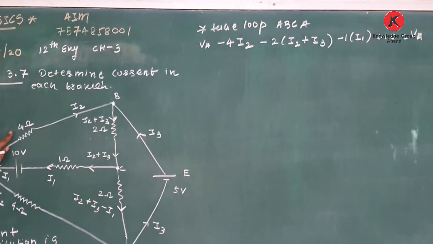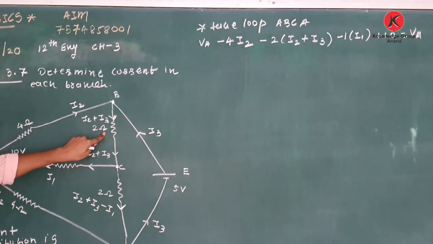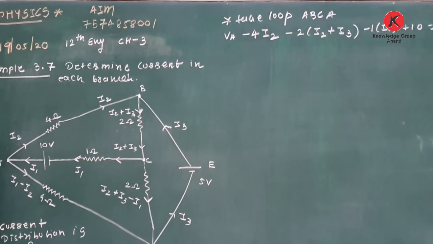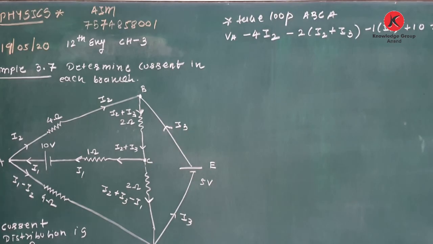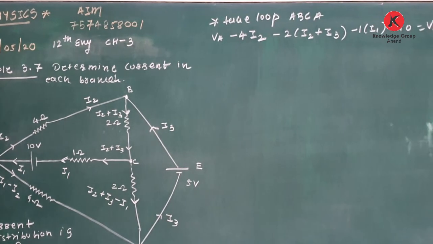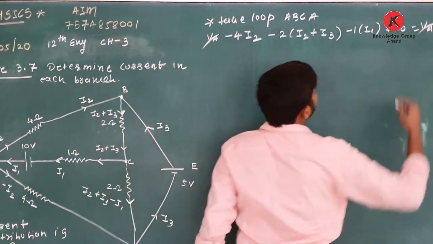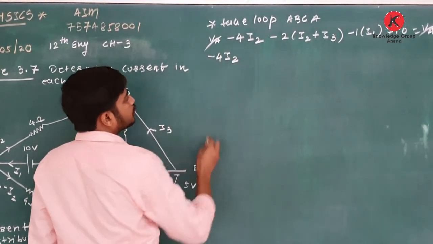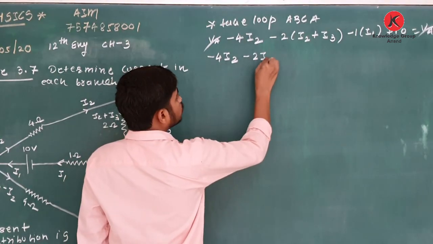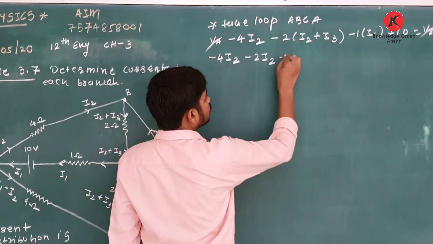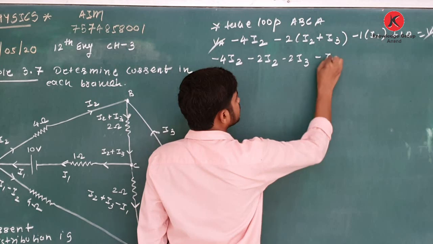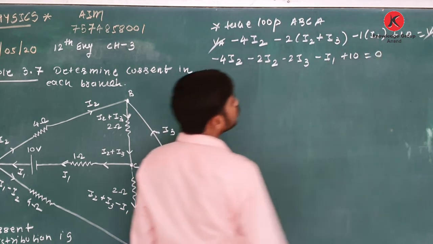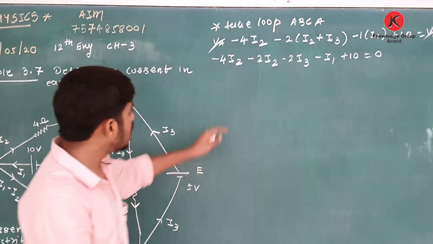Now we will check. Minus 4 I2, minus 2 (I2 plus I3 minus I1), and negative terminal to positive terminal, so you have to consider plus 10. Clear about this? Okay, so this VA current. Now if you simplify this, minus 4 I2 minus 2 I2 minus 2 I3 plus 2 I1, plus 10 is equal to 0.